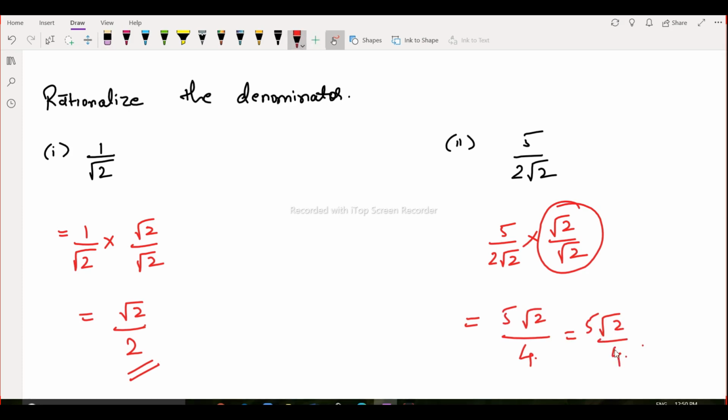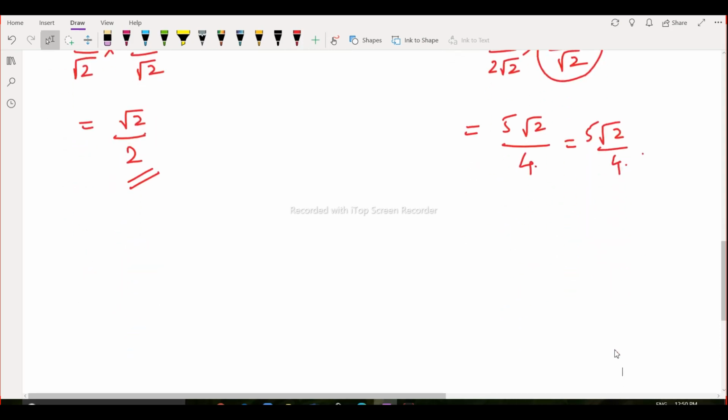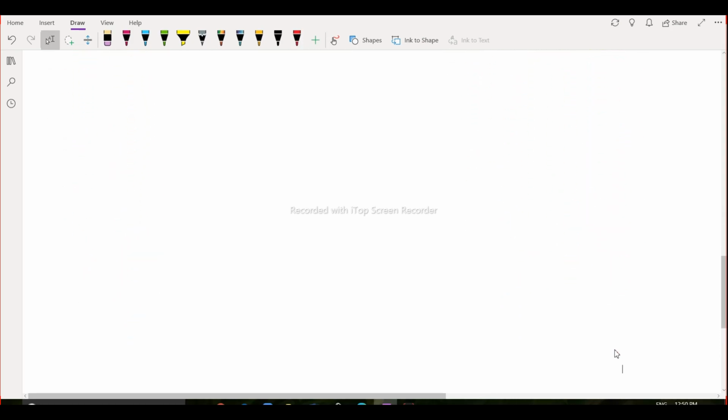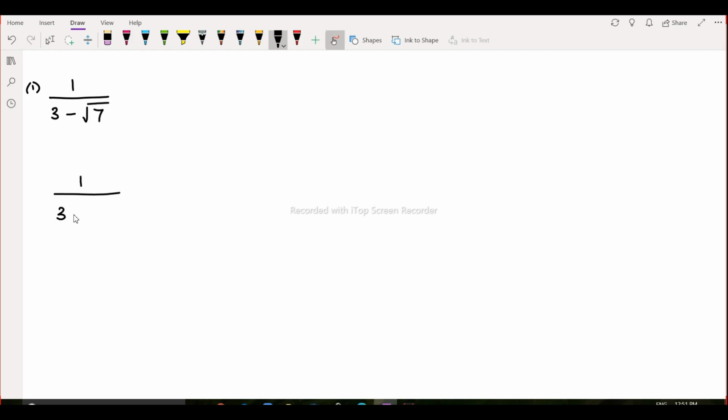Right. So now we know how we rationalize the denominator. Let's say we have a question, again the same, rationalize the denominator, and we have a binomial in the denominator. If you get a question like this, you'll multiply and divide by the conjugate.